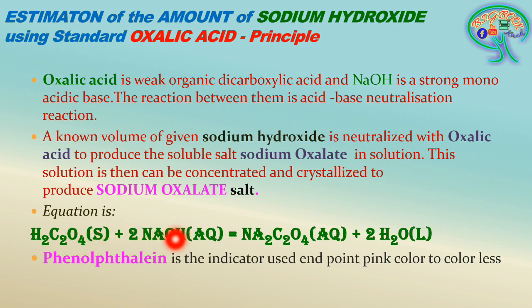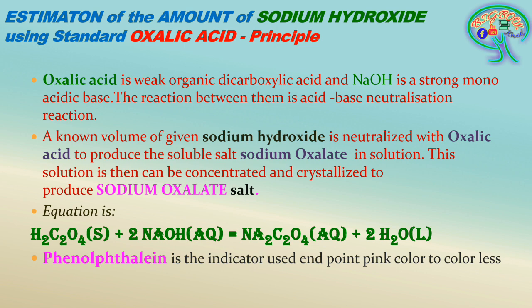The equation is like this: oxalic acid solution plus aqueous solution of sodium hydroxide. Sodium oxalate will be formed and water molecules, liquid, will be formed. Here this is the aqueous form. The last line is regarding the indicator. The indicator is the one which is going to show the end point, that is the perfect neutralization of this acid and base.